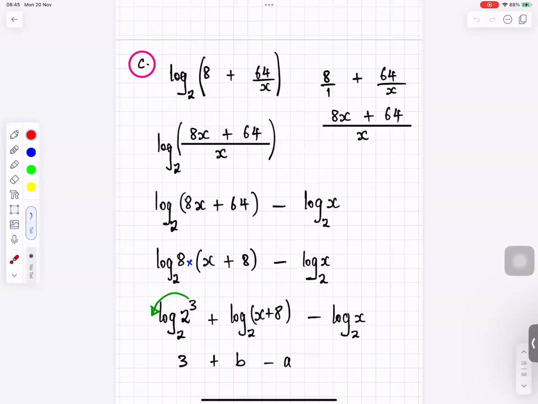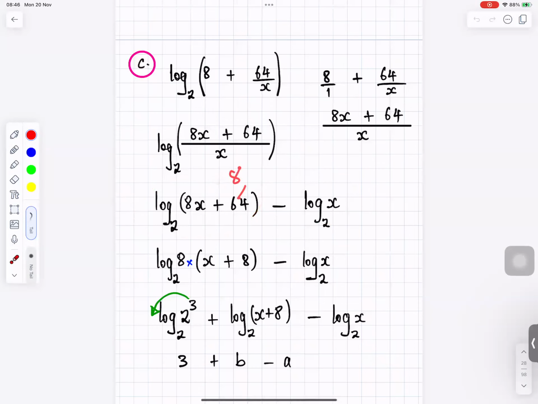Part C is the one where you need to be a little bit careful. We have 8 plus 64 over x. We need to deal with this fraction in the middle. So 8 is like 8 over 1. So we do 8 over 1 plus 64 over x, and you get this expression, 8x plus 64 over x. When you divide, there's a top part and a bottom part. When you divide, what do you do? You subtract their logs. So you write the top part in log form and the bottom part to subtract it.